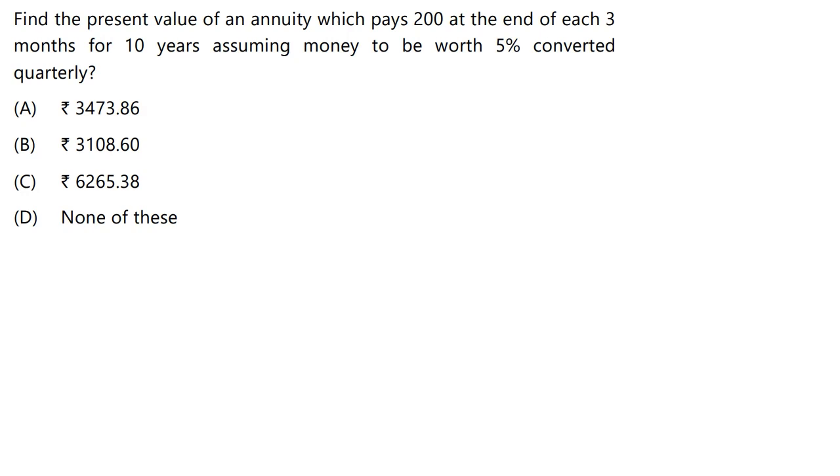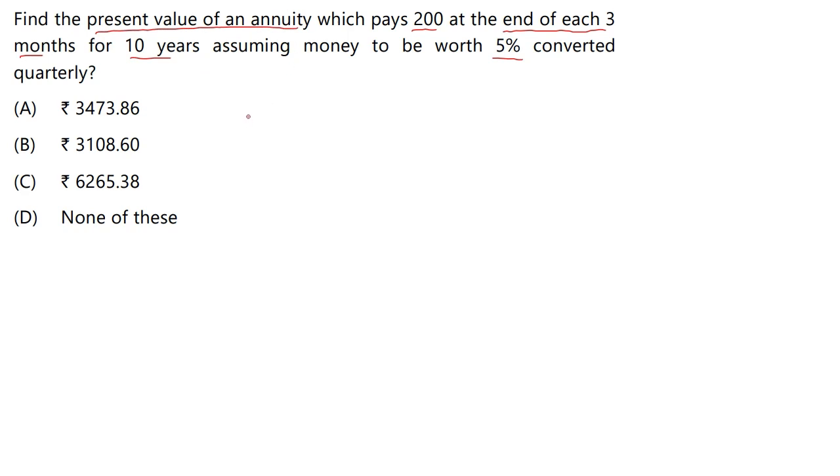We've been asked to find the present value of an annuity which pays 200 at the end of each 3 months for 10 years, assuming money to be worth 5% converted quarterly. All right, so we have to find the present value of an annuity.